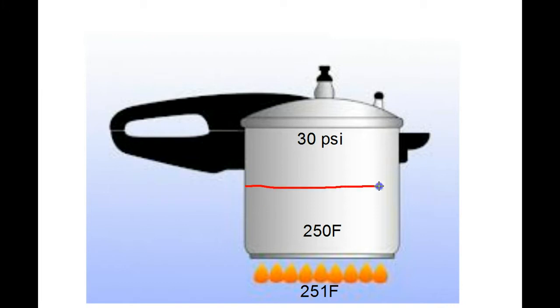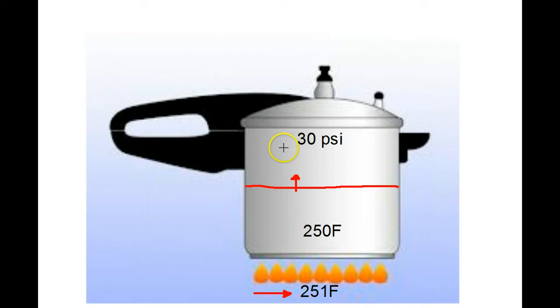There's our water. Now we just turned this burner up to 251 degrees Fahrenheit. We have added 1 degree of heat energy to this. That definition says if we add heat, it's going to change the state of the water. What it's going to do is that 1 degree Fahrenheit at 30 psi is going to boil off just a little bit more water and turn it into water vapor.